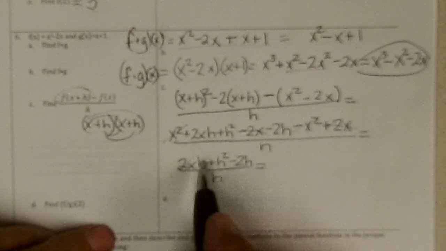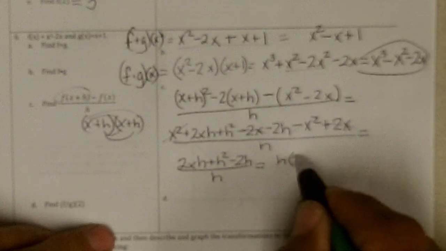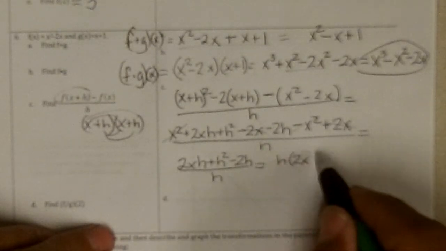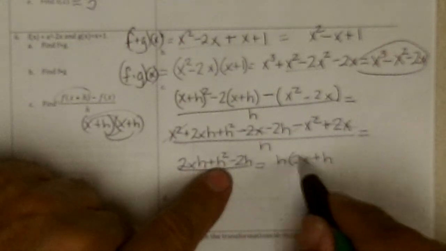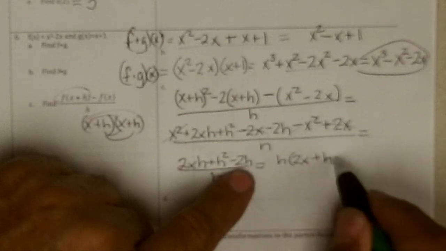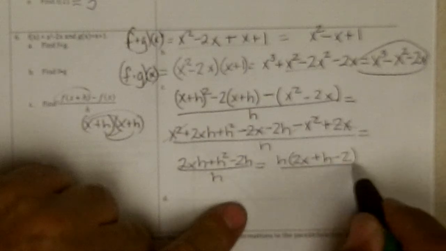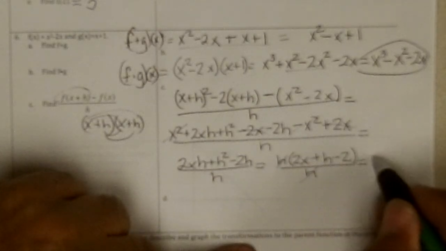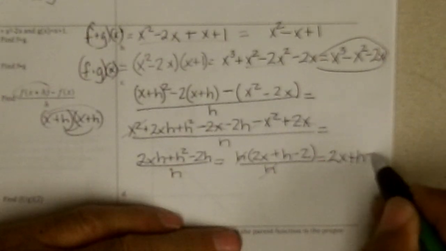I can factor out an h out of the numerator. It would be then 2x times h is 2xh. H times h is h squared. Then h times negative 2 is negative 2h over h. The h's cancel and I get 2x plus h minus 2.